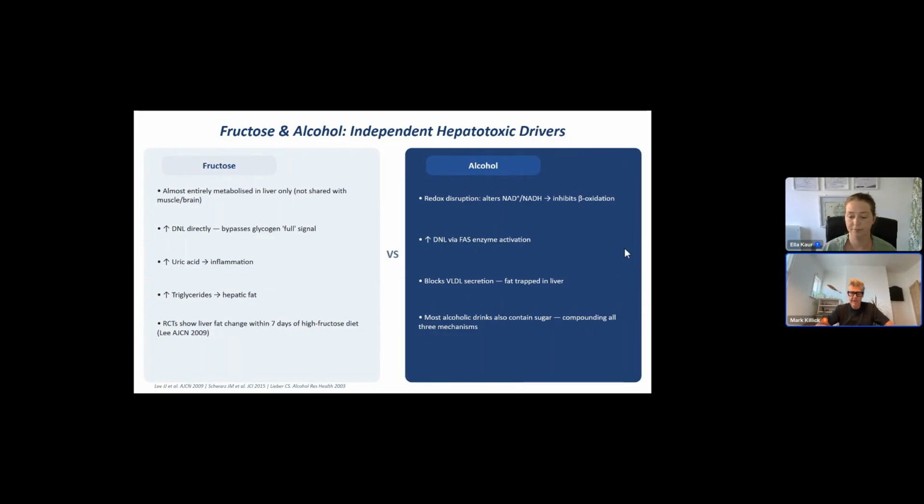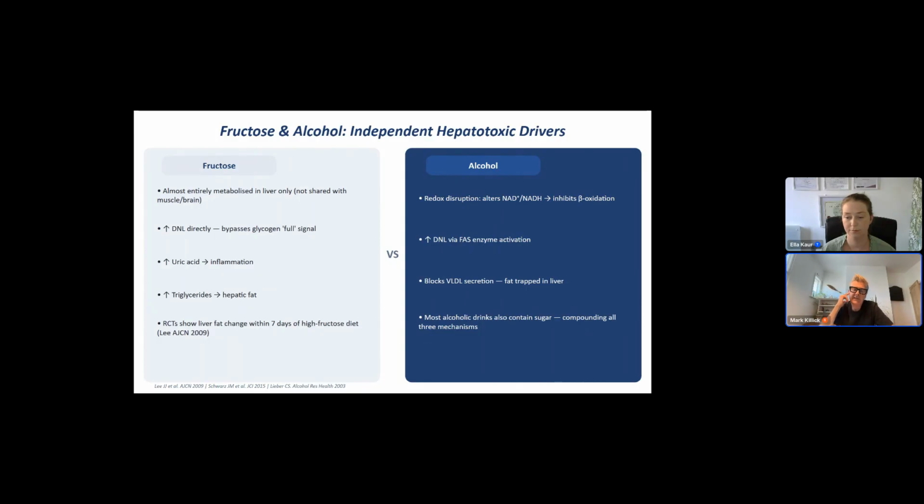So alcohol, let's talk about that. It operates through 3 simultaneous mechanisms. First, the actual metabolism of ethanol within the liver by alcohol dehydrogenase.